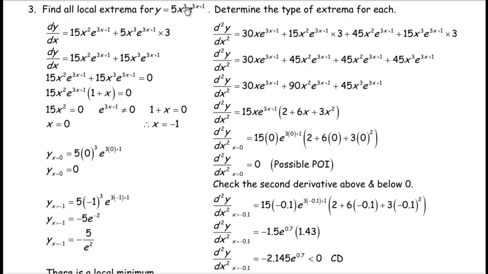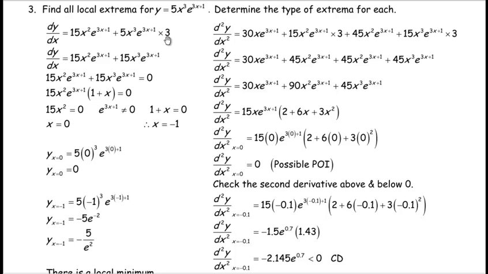So the derivative of 5x cubed would be 15x squared using the power rule. Remember, 3 times 5 is 15. Decrease the exponent by 1 from 3 to 2. Times my second function. This is a product. So that's the first part of the product rule. Plus, the second part will be the first function now, multiplied by the derivative of the second function. Now, the derivative of e to the 3x plus 1 would be e to the 3x plus 1 times 3, 3 being the derivative of that exponent.